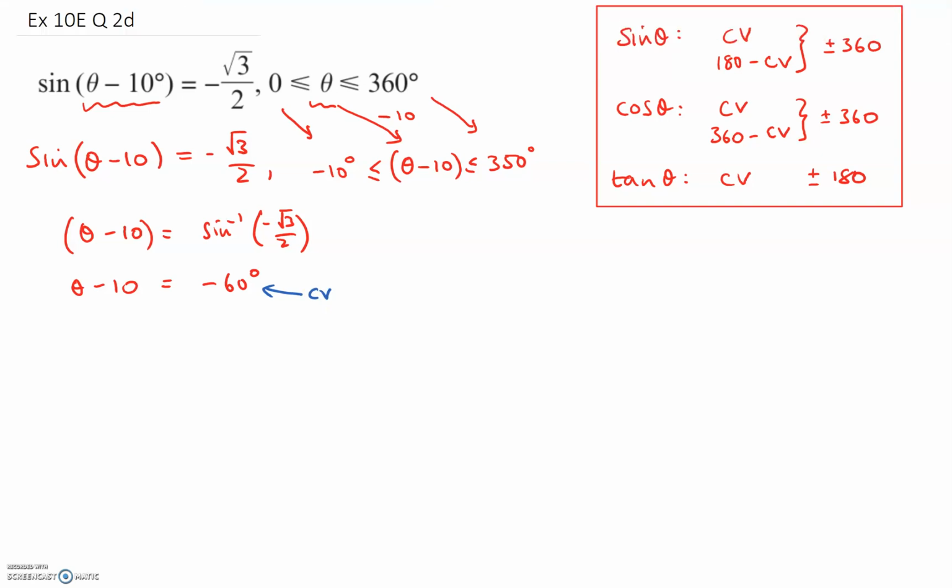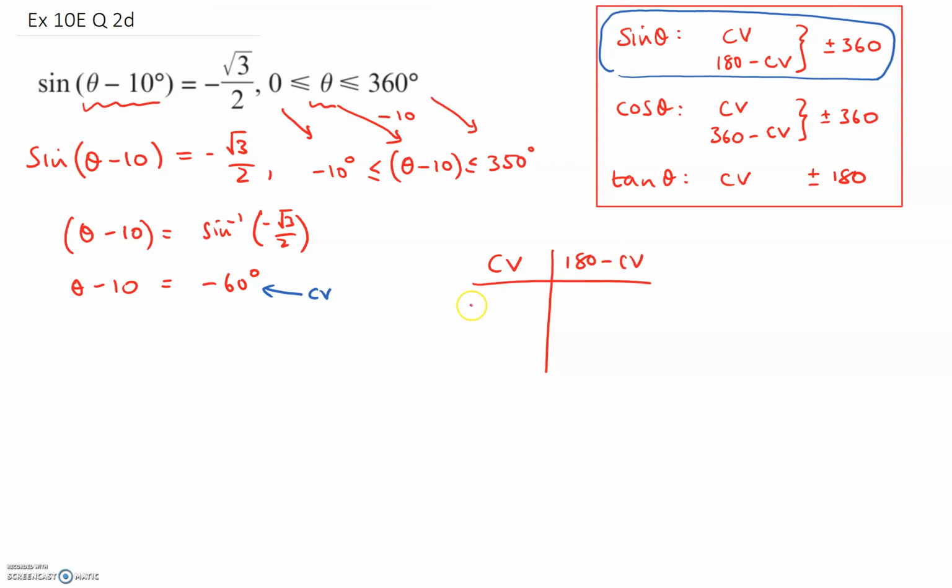An easy way to deal with this now is draw up a little table. Your calculator value, and then whatever the rule is that you're applying to sine. And the rule for sine is this one. So I need to take the calculator value and I need to do 180 minus the calculator value. So the calculator value is minus 60. 180 minus that is 240.